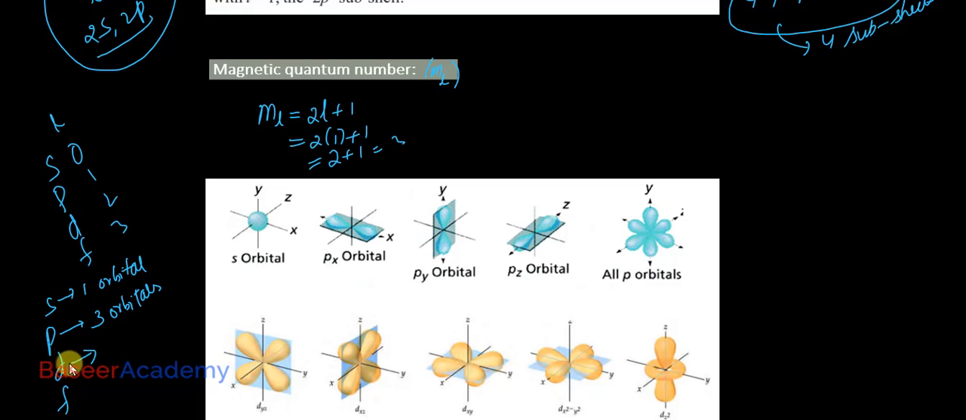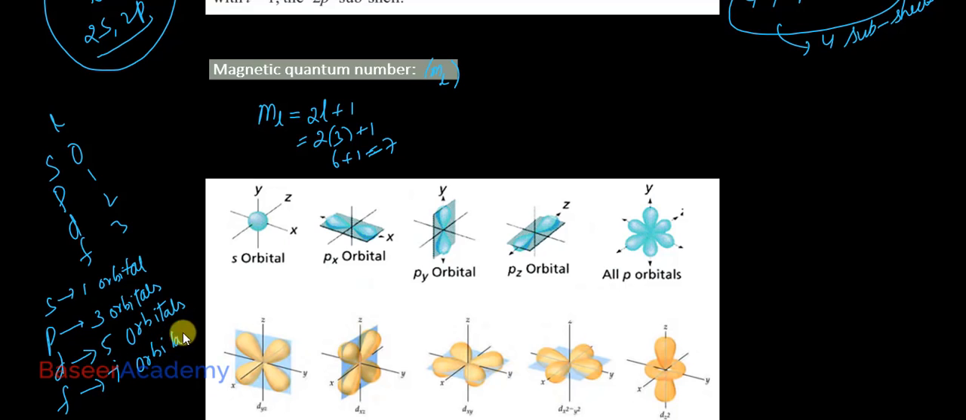How many orbitals will be there in the d subshell? Obviously, the l value of d is 2. So in place of l, I'm going to substitute 2. 2 into 2 is 4. 4 plus 1 is how much? 5. Which means d will have 5 orbitals. The value of l is 3 here. Let us substitute the value of l as 3. 2 into 3 is 6. 6 plus 1 is how much? 7. So f has how many orbitals?